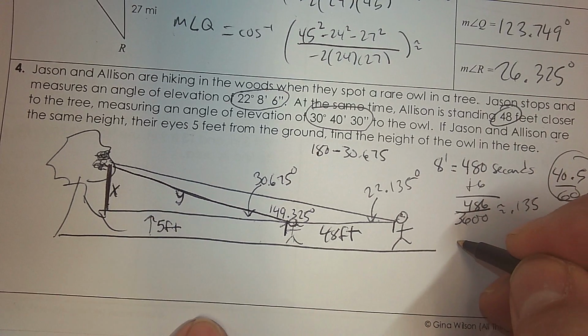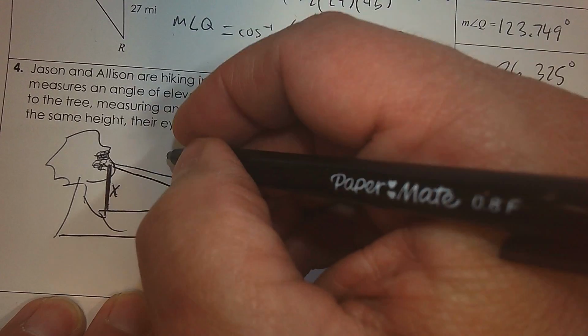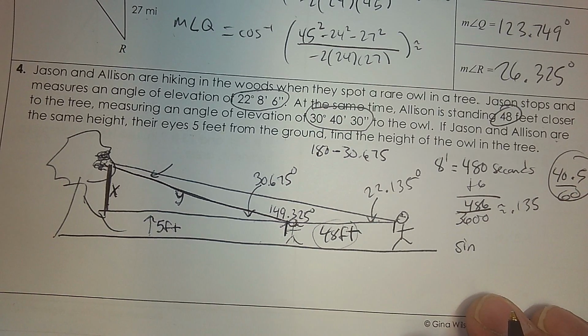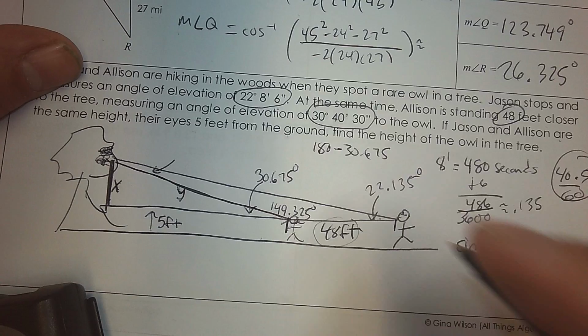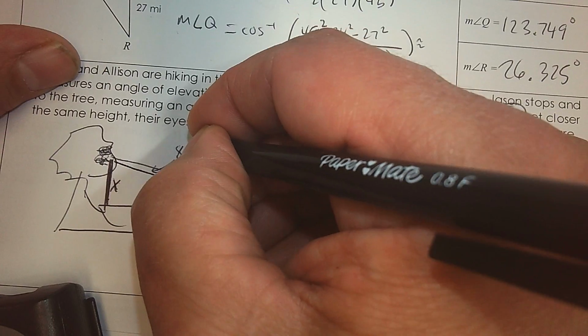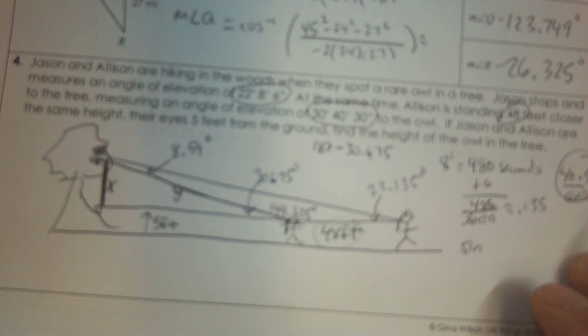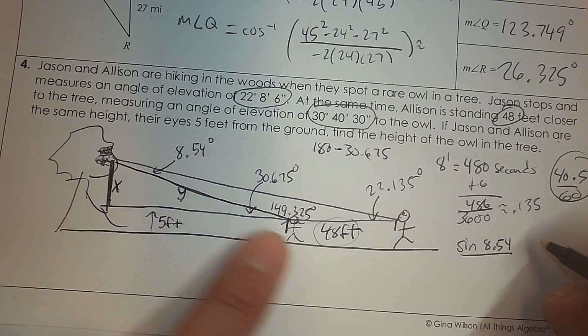So I'm going to go sine. Now what do I know? So I know 48 feet, but I need to know this angle up here to use 48 feet. Well, now we have enough information to do that. So I'm going to go 180 subtract 149.325 subtract 22.135. And that little angle up there is 8.540 or 8.54. But I need that little angle because that's the angle opposite of 48.